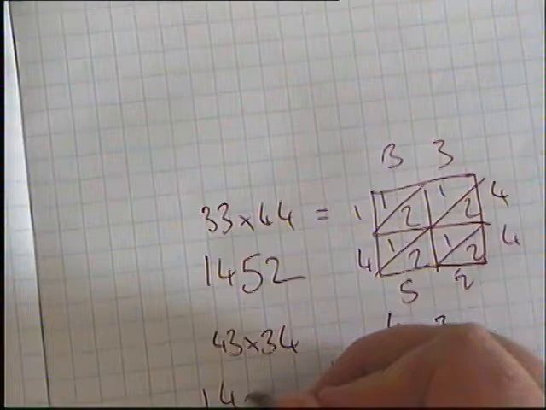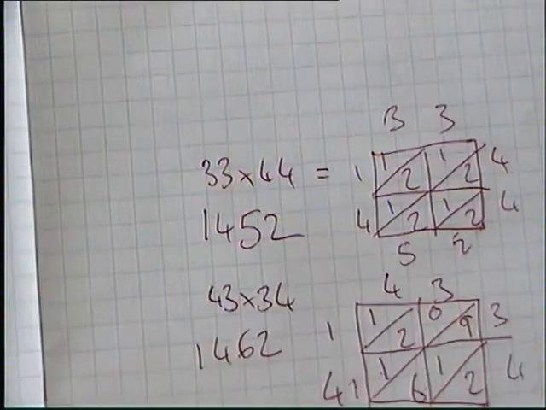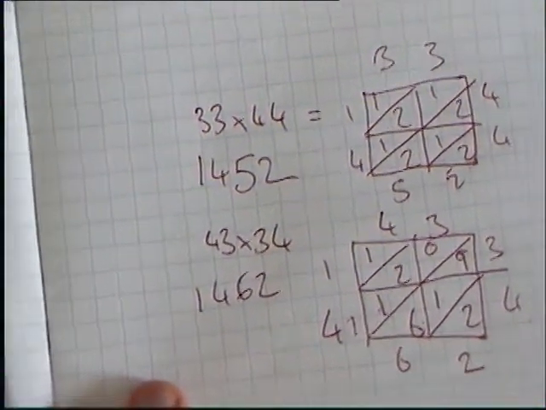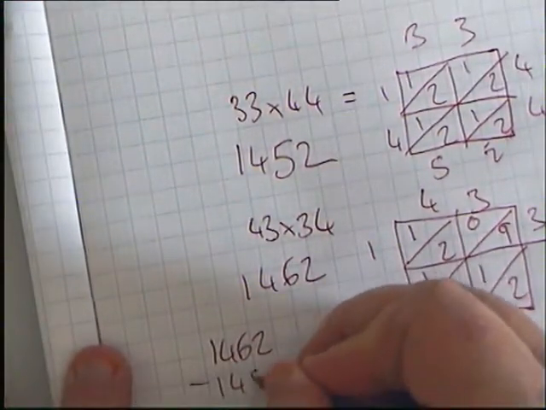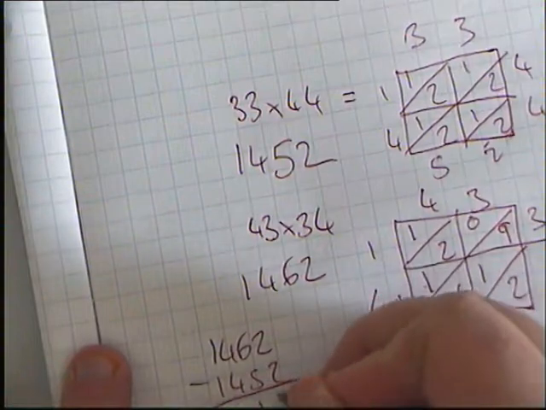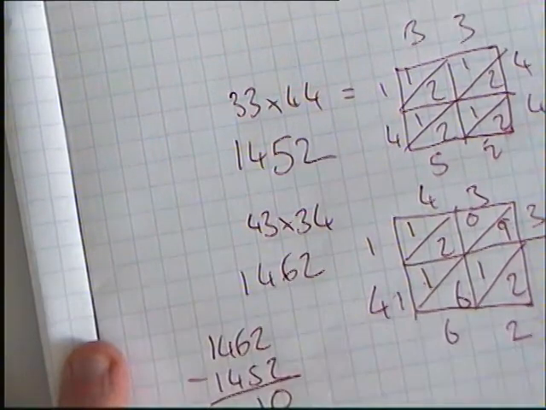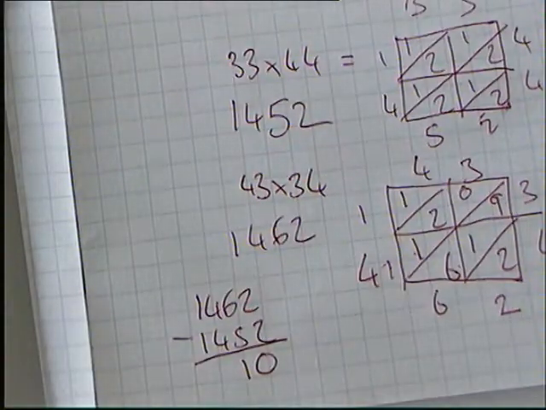Okay. And then we're going to find the difference between those two answers. So difference means take away. 1462 take away 1452 gives you an answer of 10. Okay, so for this example, I got 10.